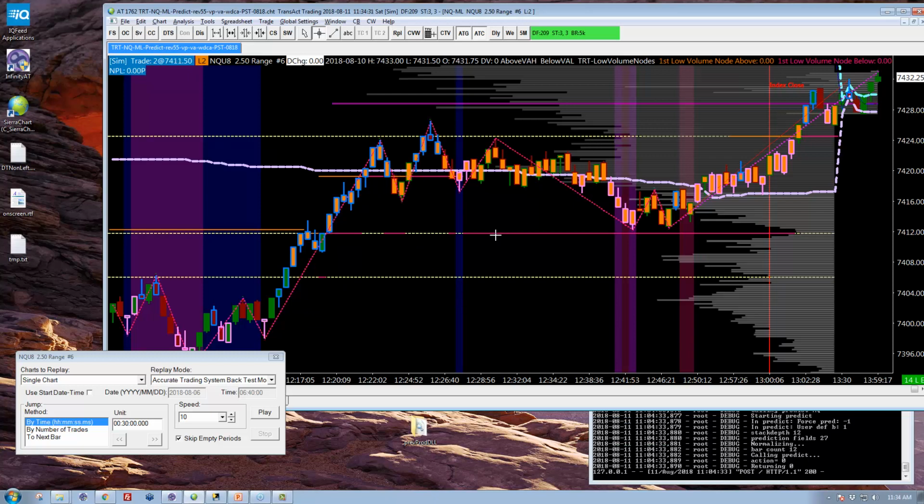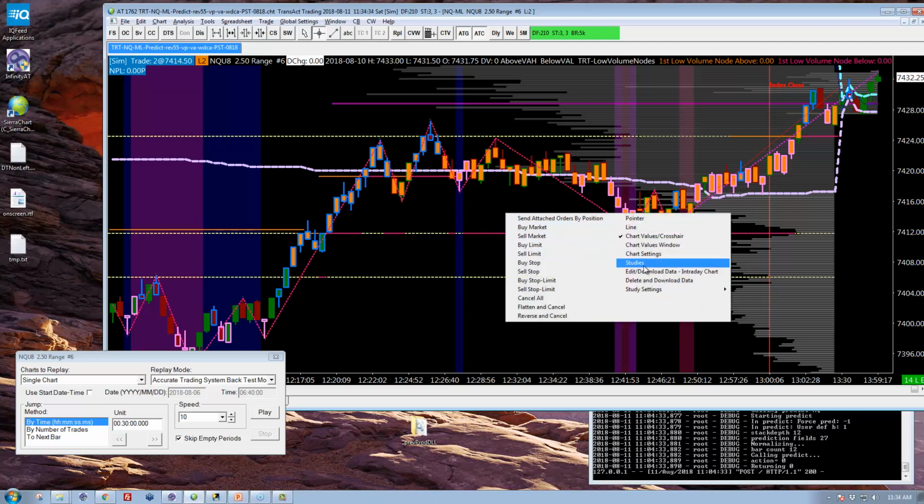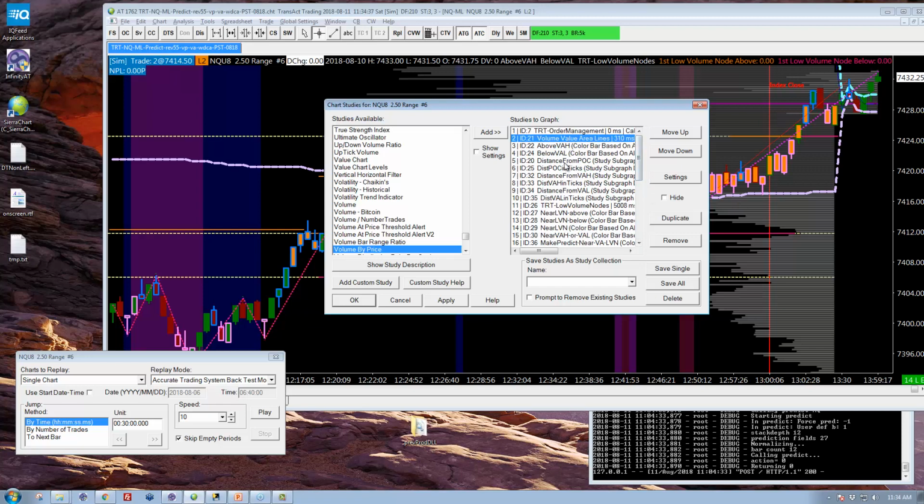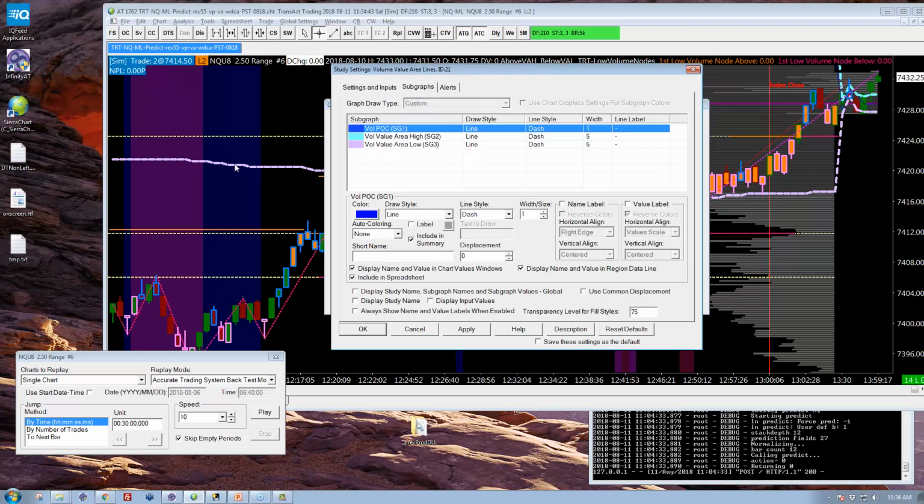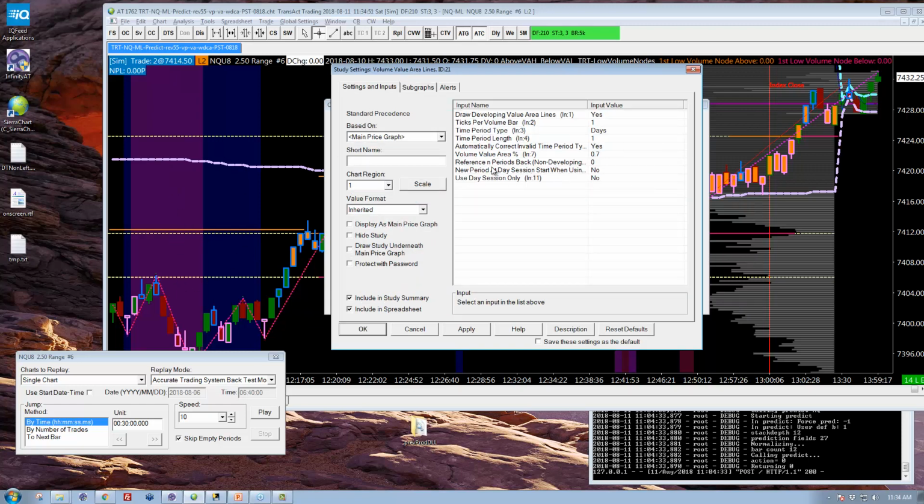The TRT low volume nodes is tracking the low volume nodes for me, and then the other study that's doing the work is called volume value area lines. This is a native Sierra Chart study, and it's drawing the point of control and the value area high and low. Okay, and the key thing here is draw a developing value area line, which means give me the lines as they form. Don't just give me the latest one. So this is why we get a changing line. Otherwise, we get just one line that represents the latest value area.